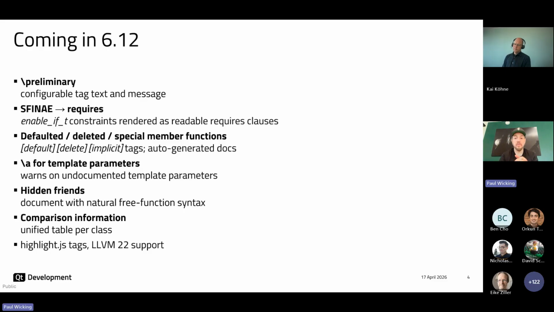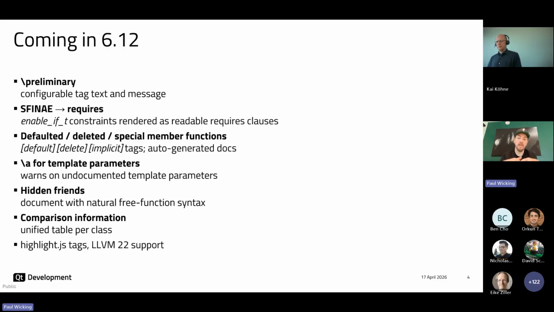Then we have made some changes to defaulted, deleted, and compiler generated functions. QDoc now picks them up. They get default, delete, and implicit tags in the synopsis. And if there's no \fn command, QDoc auto-generates the docs for it. For classes like QString that compare with many types, comparison information is now represented as a single scannable table instead of a bunch of scattered paragraphs.